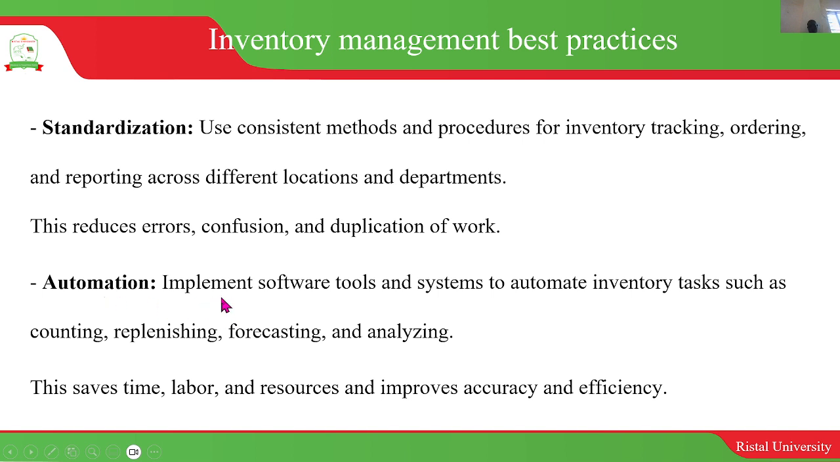With automation, here we use software. We use software tools and systems that work automatically. They can automate inventory tasks such as counting, replenishing, forecasting, and even analyzing. So it keeps us always in check and always informed. Because it's an automatic system, it gives alerts, we are aware, and we are able to forecast easily. This saves time, labor, and resources, and improves accuracy and efficiency.